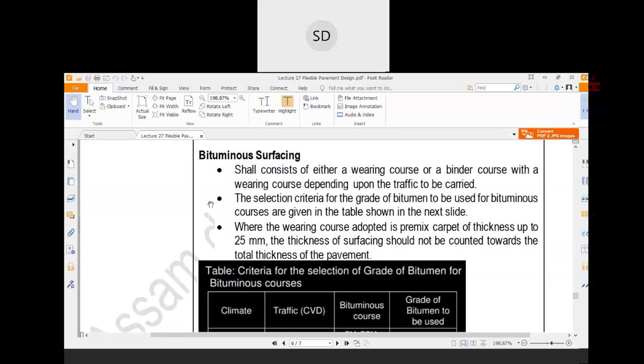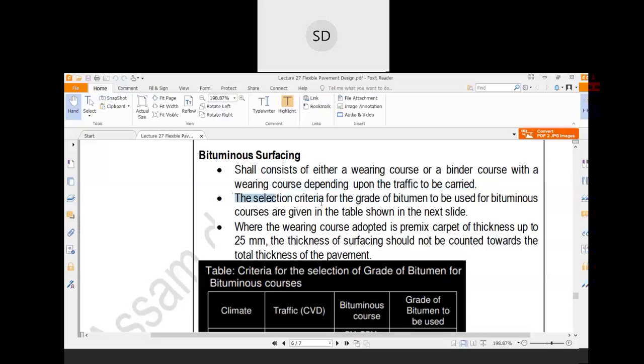Now next is the bituminous surface course. In the bituminous surface course, bituminous material will be used along with finer courses and small aggregates. It shall consist of either a wearing course or a binder course with a wearing course depending upon the traffic to be carried. So your bituminous surface course generally consists of two layers. One is the wearing course, which will be the top layer, and another one is the binder course.